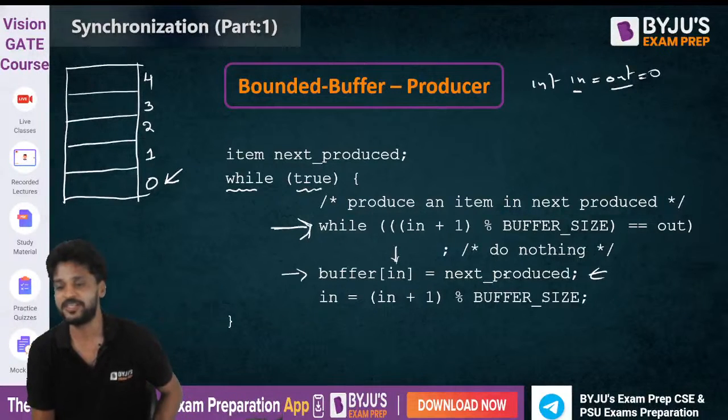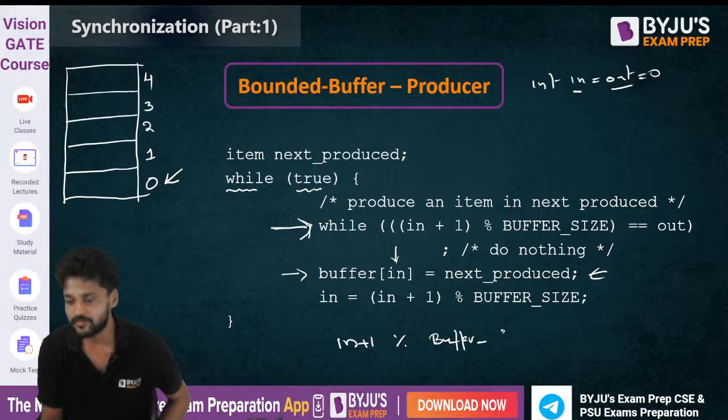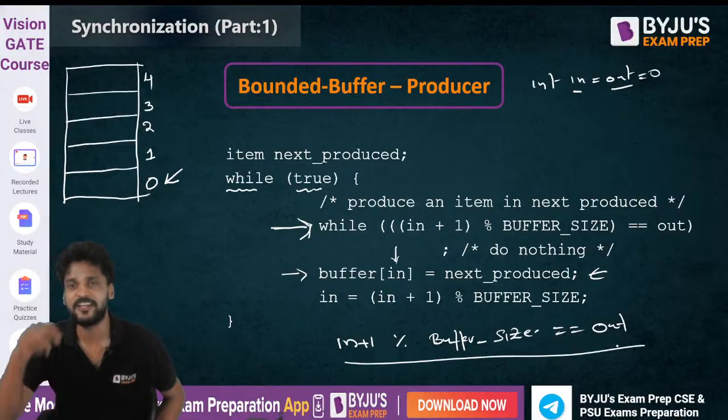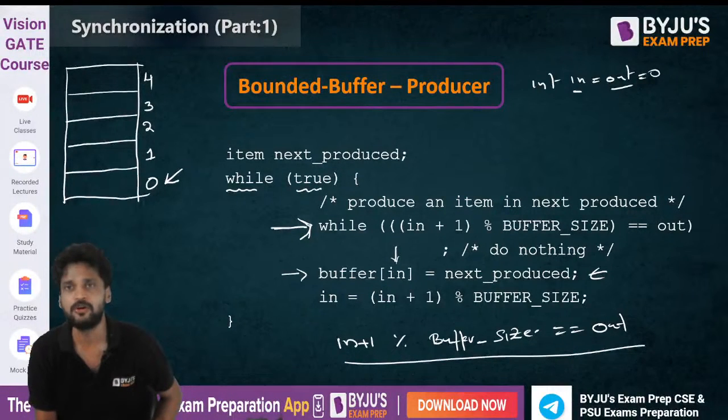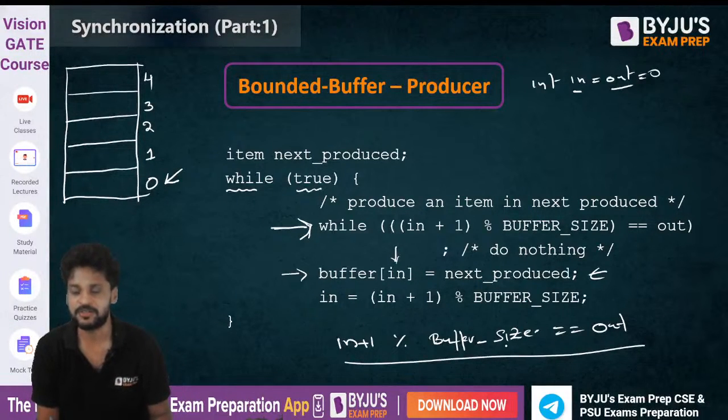What is the condition? I will write it here clearly: (in + 1) mod buffer size equal to out. If the condition gets satisfied, it means the buffer is full. If the buffer is full, the producer will not be able to do anything because he will be caught in the infinite while loop. Let us understand this condition.